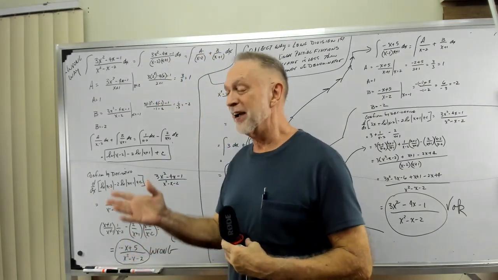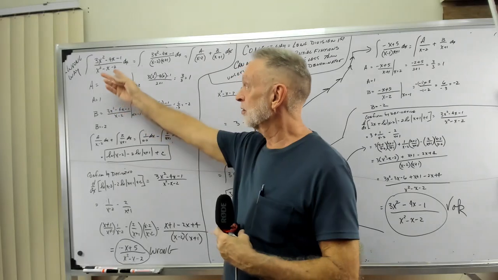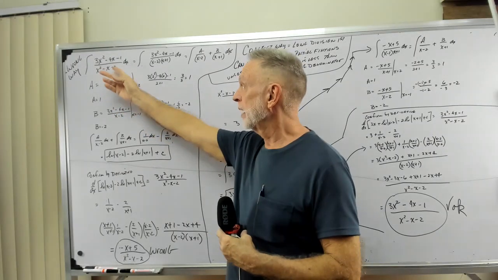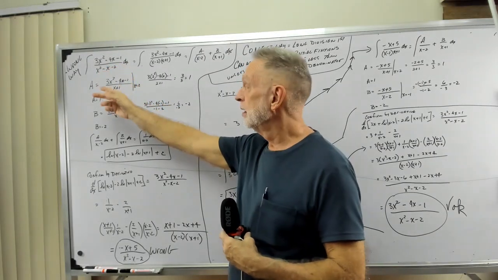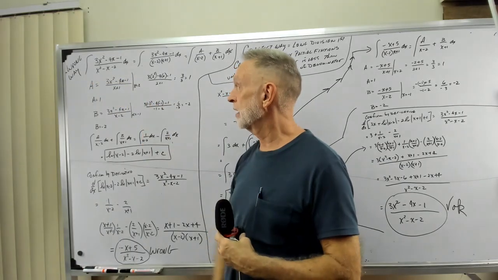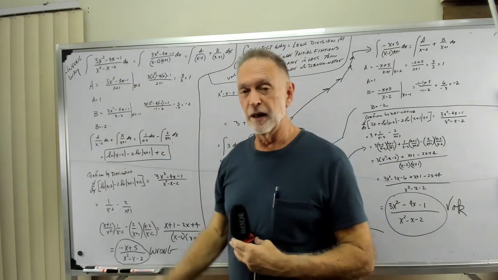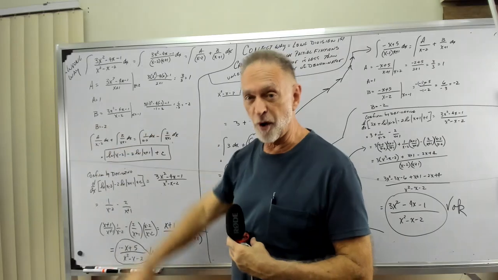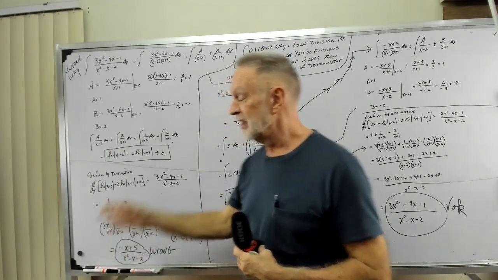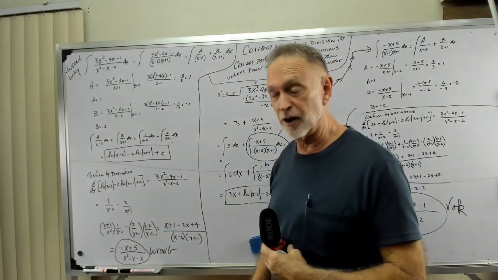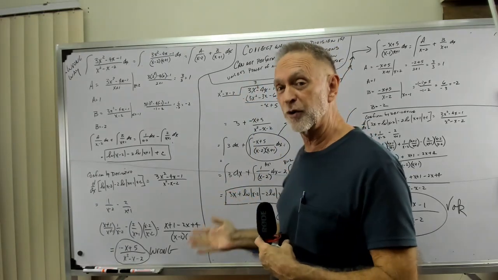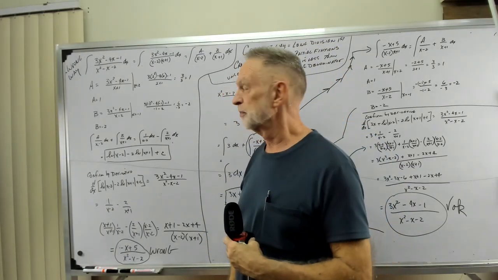We have another problem dealing with the integral of 3x squared minus 4x minus 1 divided by x squared minus x minus 2. Now I'm going to show you the wrong way to work this and what the answer you'll end up with. And then we'll go through the correct way to do this.